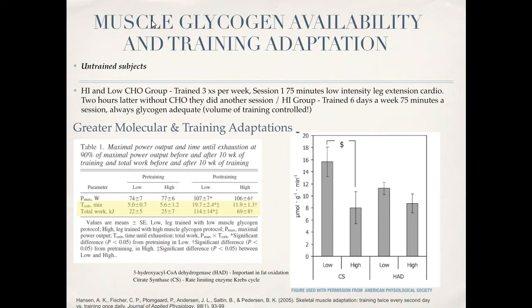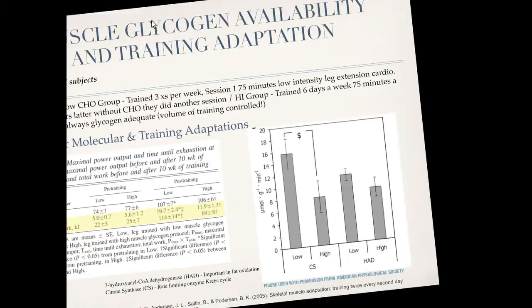Also, if you look, citrate synthase, which is the rate limiting enzyme in the Krebs cycle, is very important for performance. You notice that it was higher in the low endogenous carbohydrate condition than the high. As well as HAD, which is 3-hydroxyacyl-CoA dehydrogenase. This essentially is important for fat oxidation, and of course, citrate synthase, as I've already discussed.